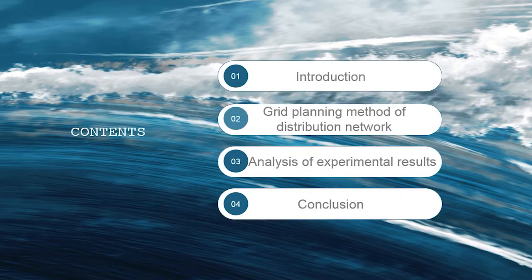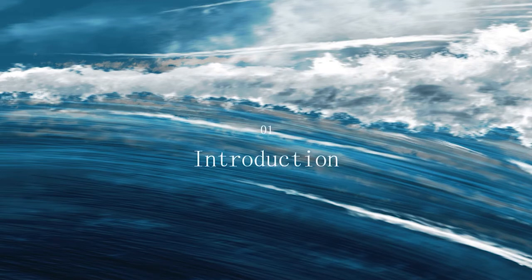The content of this paper will be divided into 4 parts, including Introduction, Grid Planning Method of Distribution Network, Analysis of experimental results, and conclusion. First, let me show the introduction to you.